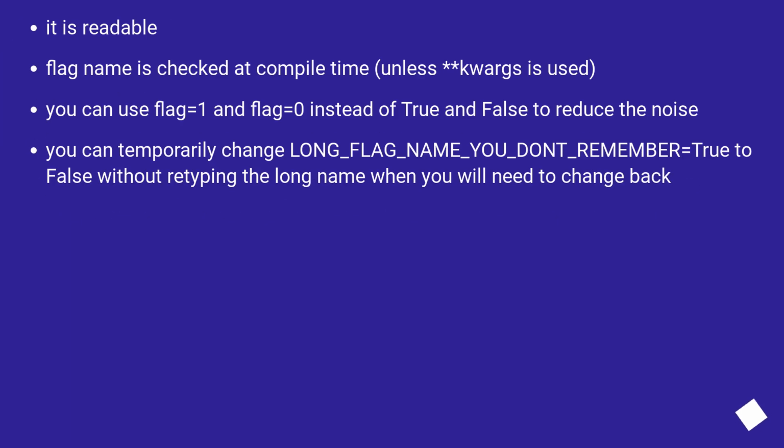It is readable. Flag name is checked at compile time, unless kwargs is used. You can use flag equals 1 and flag equals 0 instead of true and false to reduce the noise. You can temporarily change long_flag_name_you_don't_remember equals true to false without retyping the long name when you will need to change back.